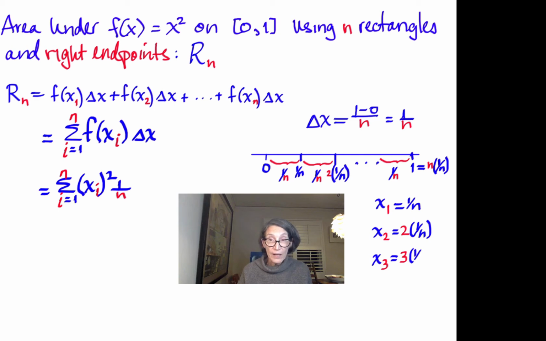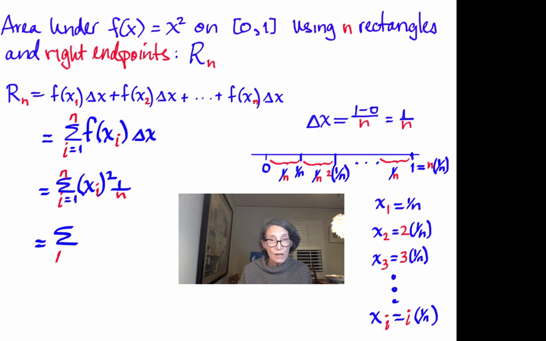And we see there's a pattern. So the ith right endpoint, xi, has to be i times 1 over n, or we could write that as i over n. So that's xi. So let's go back to our Riemann sum and rewrite it using that.